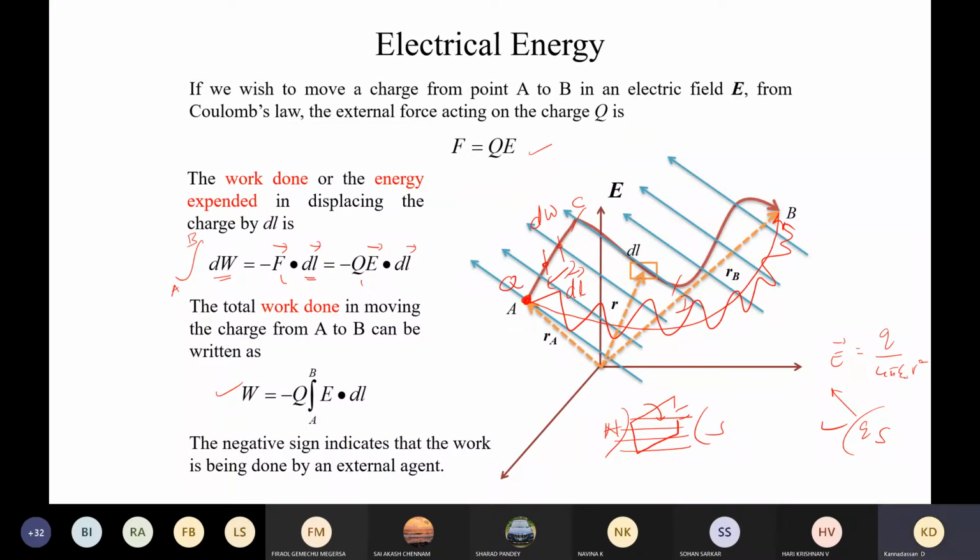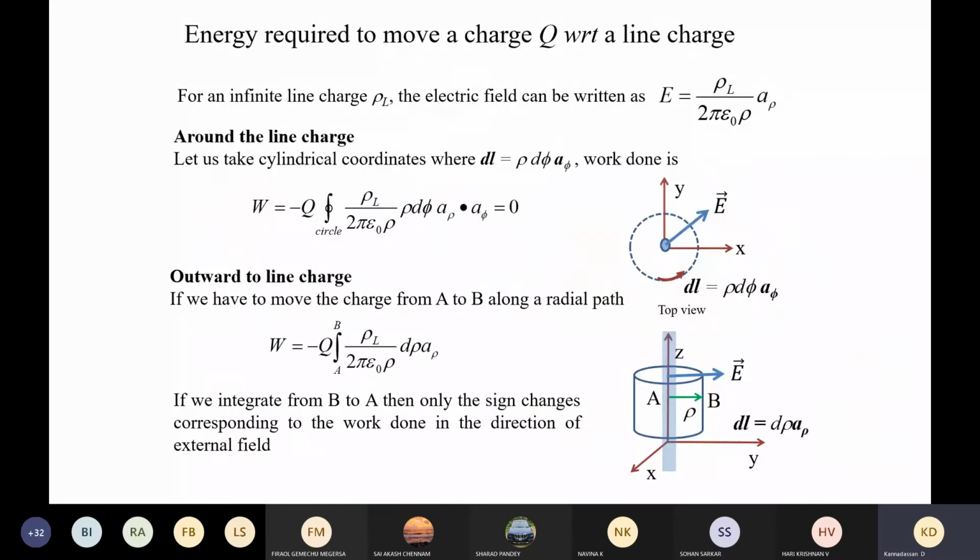So here we have the electrical energy. Once you have calculated this total energy, then we can define the potential all the way using this similar expression. So let's calculate, for example, I1.